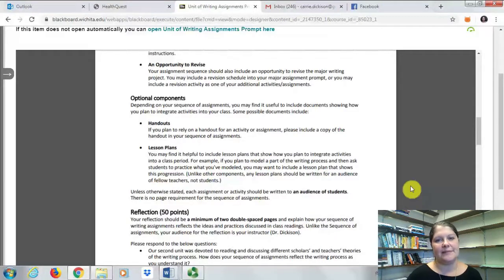So that would be an example of something where it would be really useful to have a lesson plan that shows how you plan to implement this activity in class. And unlike these other components, or these other pieces of the sequence of writing assignments, the lesson plan does not need to be written to an audience of students. So that should be written to an audience of teachers.